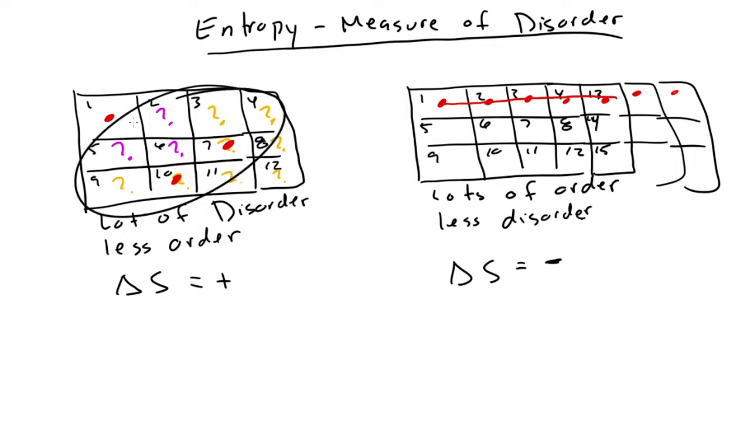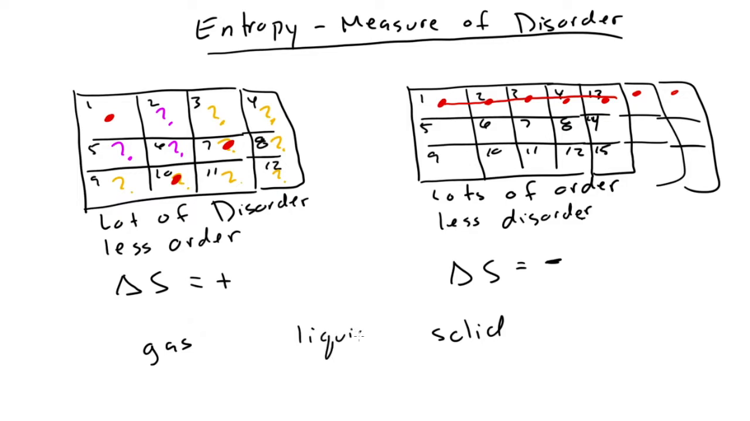Well, these are like the gases because they're all in random spots. So let's put gas over there. Okay, so gases are like all over the place. And then this nice structured order would be like your solid. And then the liquid would be kind of in the middle.